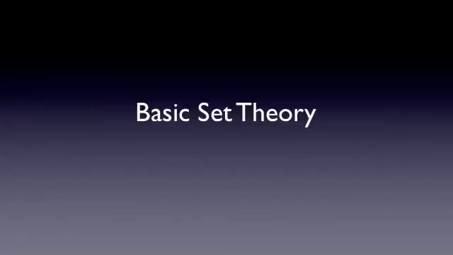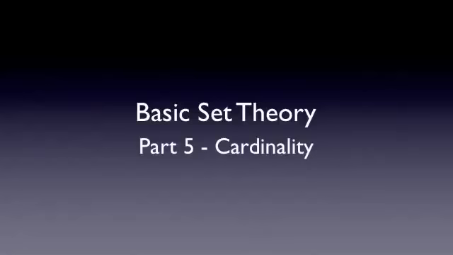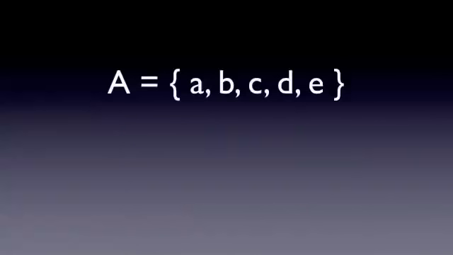In this video, we'll take a look at cardinality. The cardinality is a count of the number of distinct elements within a set. Let's take a look at set A. There are 5 elements in set A, so the cardinality is 5. The notation for cardinality is 2 vertical lines on each side of the name of the set. This is similar to the notation used for absolute value.